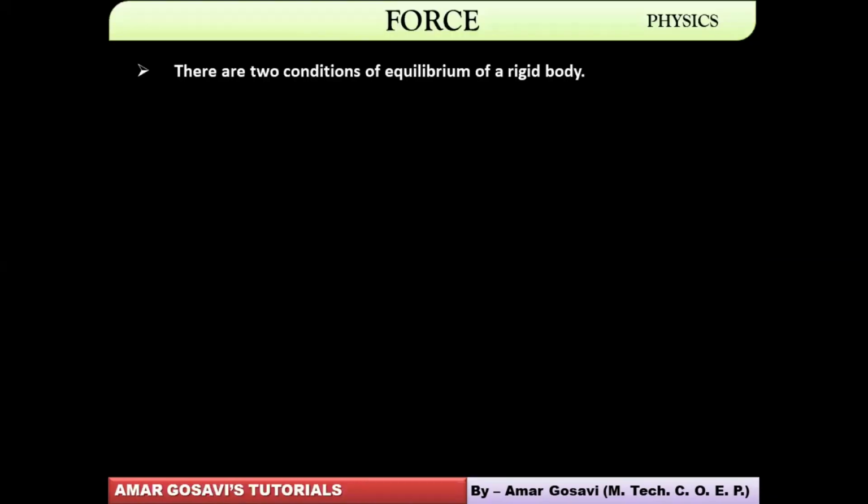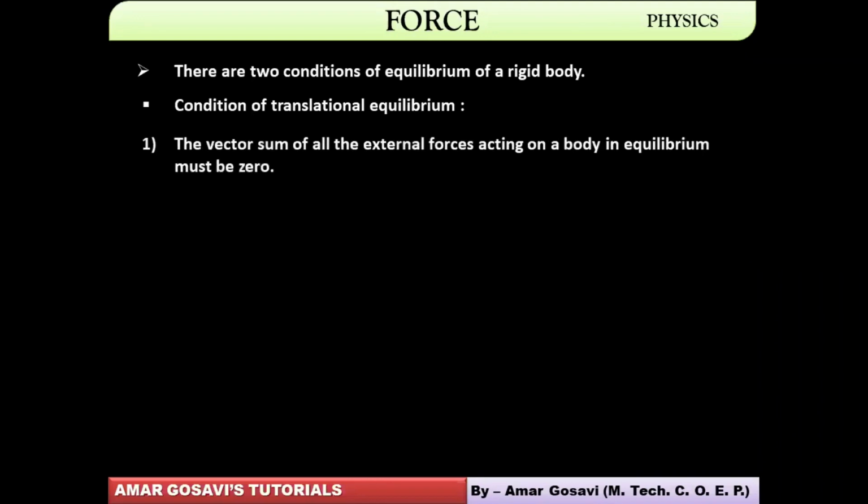So there are two conditions for equilibrium of a body, or a rigid body basically. Condition for translational equilibrium, you can bifurcate it into two parts: translational equilibrium and rotational equilibrium. Now, when we are talking about translational equilibrium, you can say in simple words, the vector sum of all the external forces acting on a body should be zero.